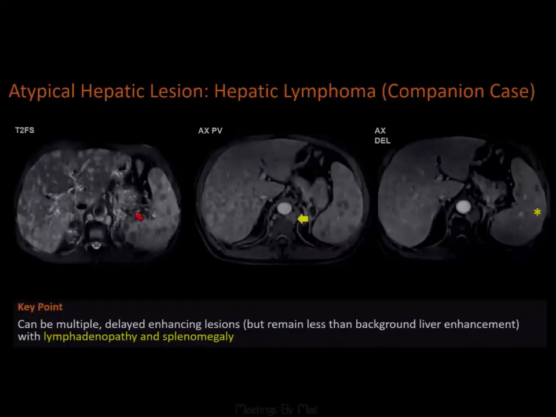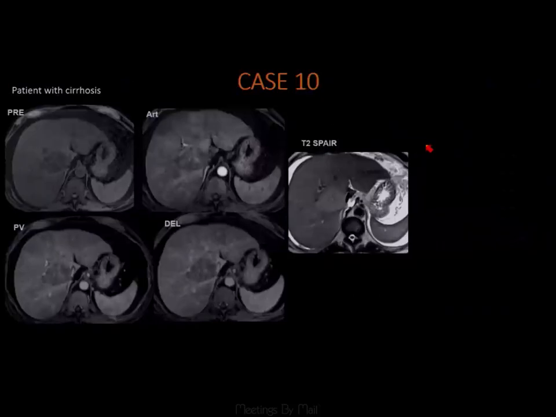Companion case here, multiple T2 hyperintense lesions. They're delayed enhancing, and again, this has splenomegaly and lymphadenopathy, so this actually was secondary hepatic lymphoma.